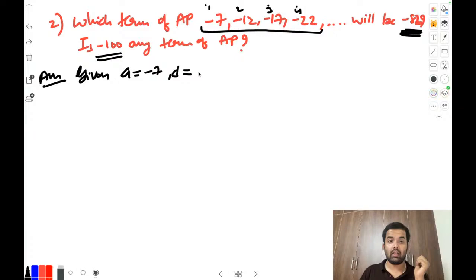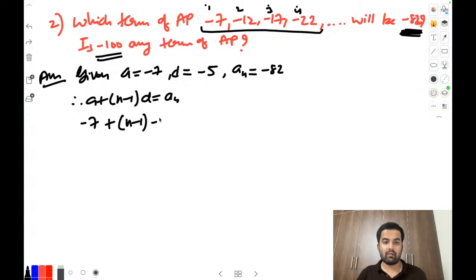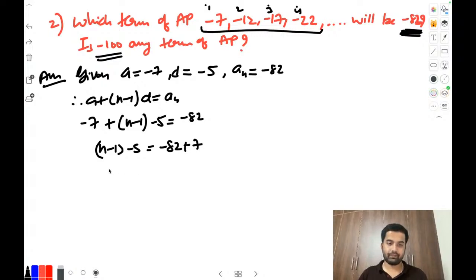D value will be -5. Now these things we have only, and the AN we have. AN is -82. So let's check. As we know, the formula is A plus (N minus 1) D is equal to AN. Let's keep the values. -7 plus (N minus 1), D value we have -5, is equal to -82. Okay, (N minus 1) times -5 is equal to -82 plus 7.